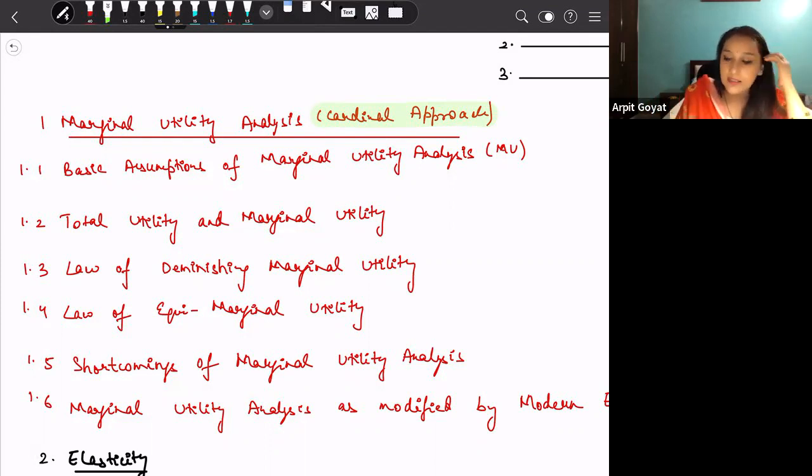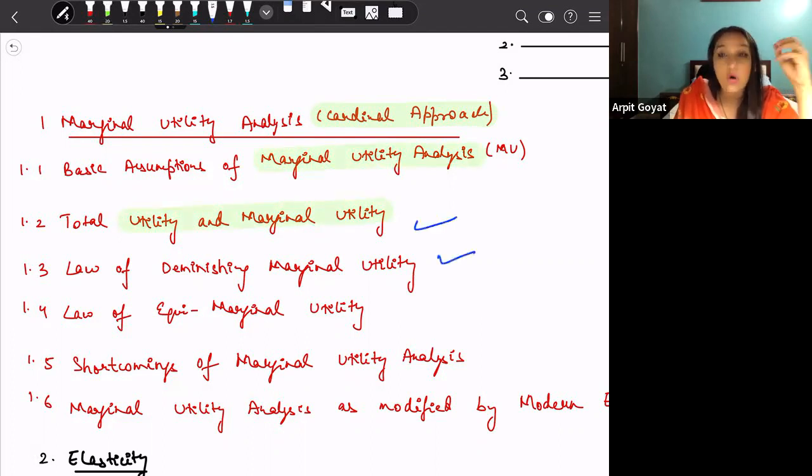तो इसके हमारे बेसिक assumptions क्या हैं? What do we understand by total utility and marginal utility? What is the law of diminishing marginal utility? Law of equimarginal utility? Shortcomings of this analysis.